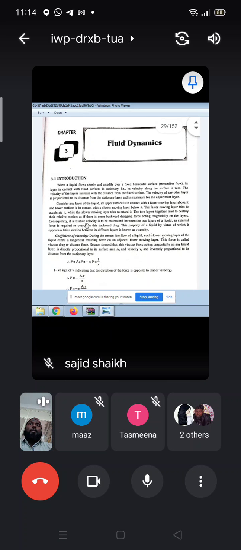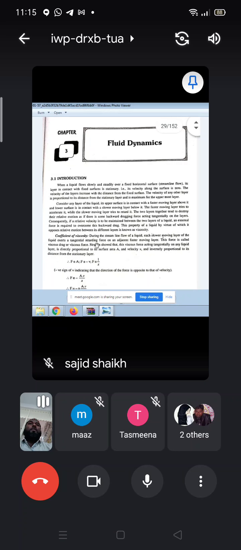Consequently, if a relative velocity is to be maintained between the two layers of the liquid, an external force is required to overcome this backward drag. This property of the liquid, by virtue of which it opposes the relative motion between its different layers, is known as viscosity. That is the definition of viscosity, and an MCQ will be based on this particular definition.